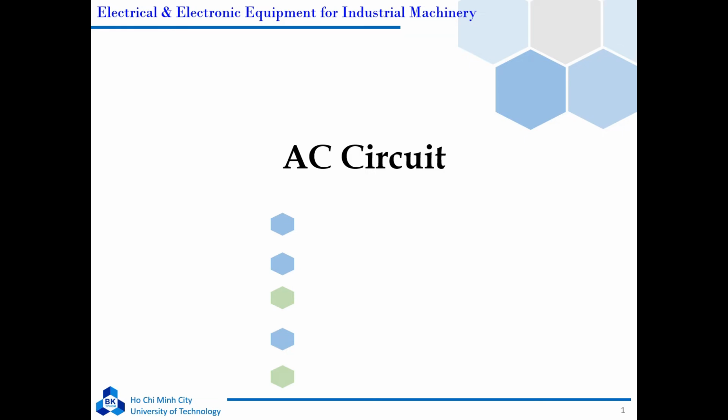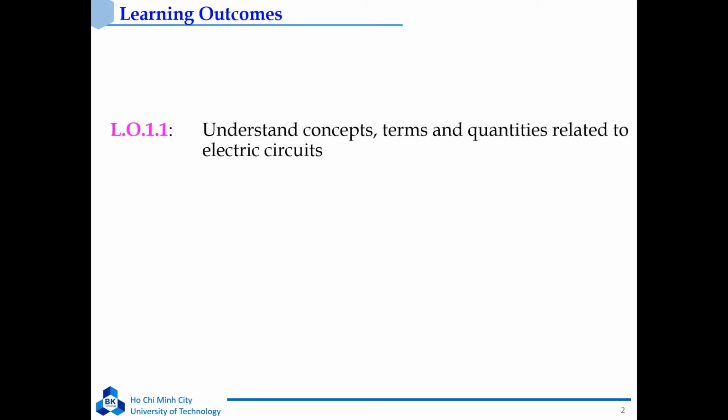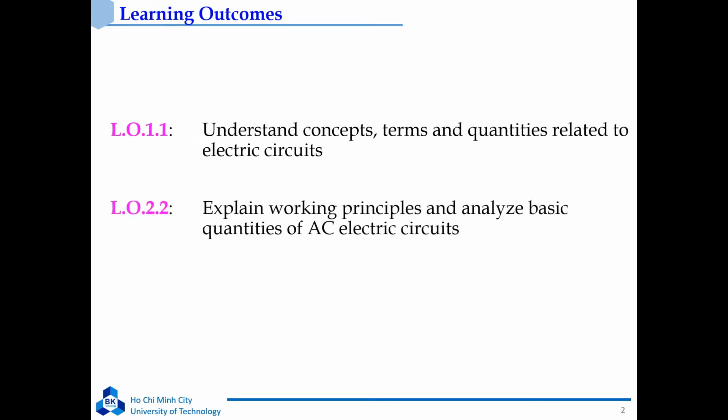Hello everybody. In this week we will discuss chapter 2 of the course of electrical and electronic equipment for industrial machinery. In this chapter we will discuss the basic AC theory, complex numbers, analysis of AC circuits, resonance circuits, and power factor. The learning outcome is LO 1.1: understand the concept, term, quantity relating to electric circuits. And LO 2.2: explain working principle and analyze basic quantity of AC electric circuits.